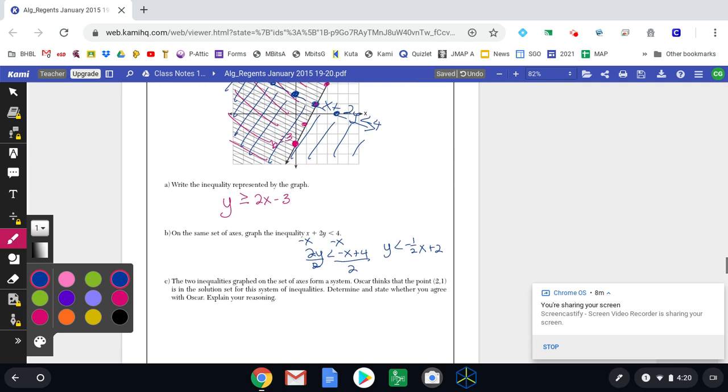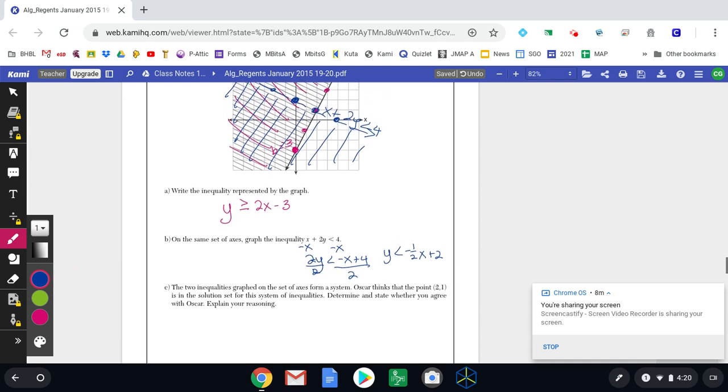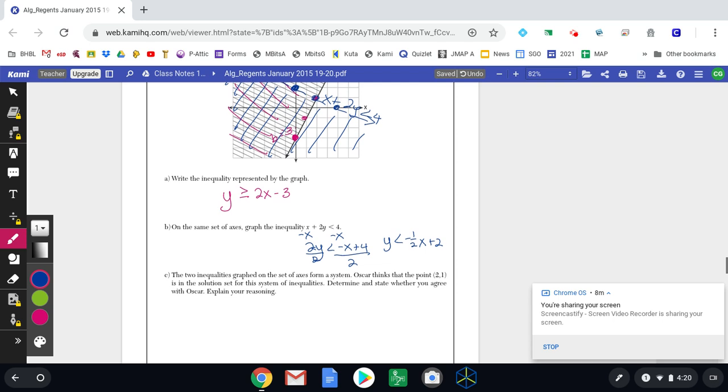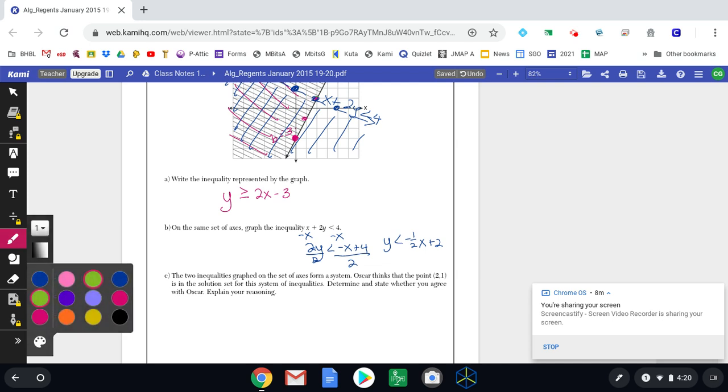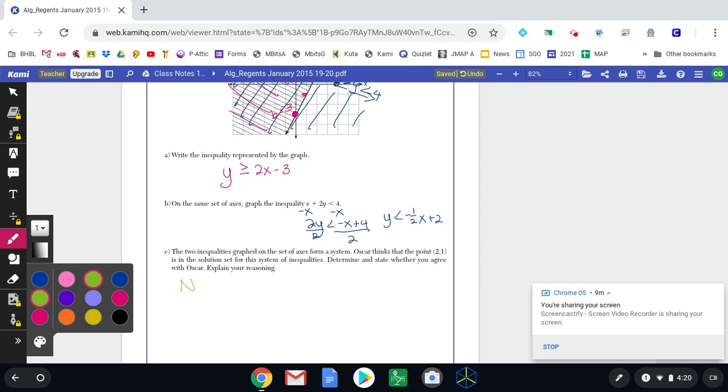And letter C says the two inequalities graphed in the set of axes form a system. Oscar thinks the point 2, 1 is in the solution set. Determine whether you agree or disagree. Now, when we see that point right here, the point 2, 1, unfortunately, that's on a dotted line. So no, since the point lies on the dotted line, it does not satisfy the system of equations.